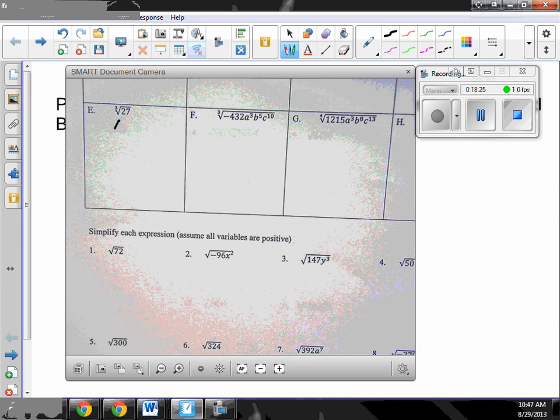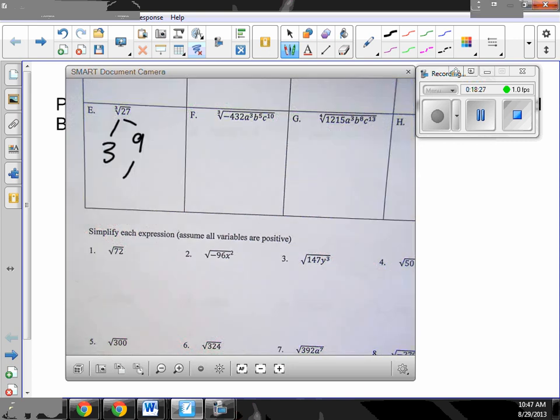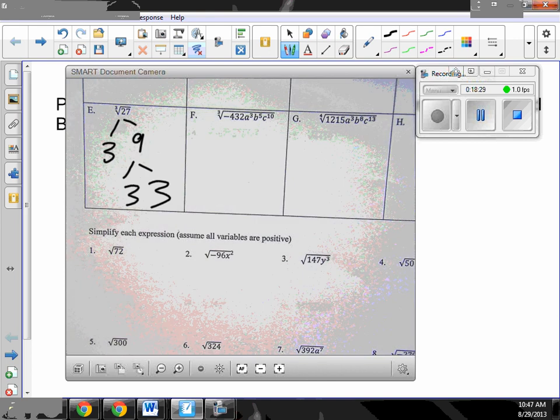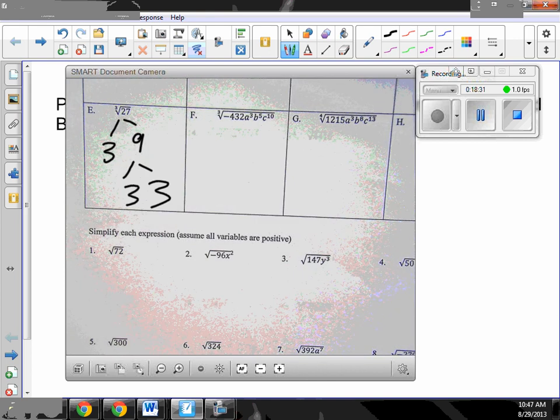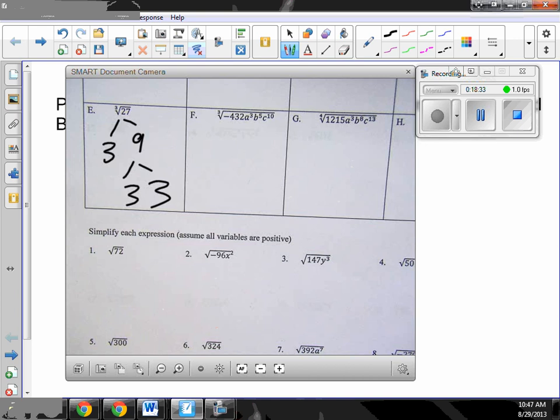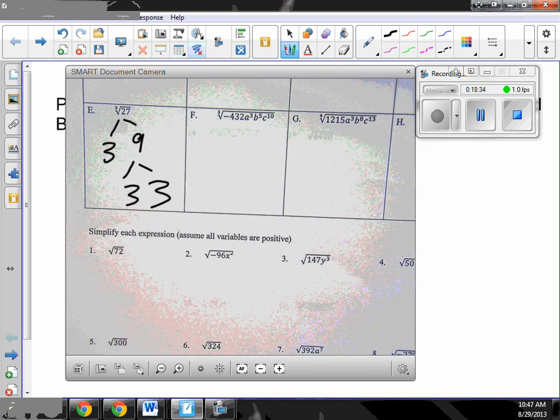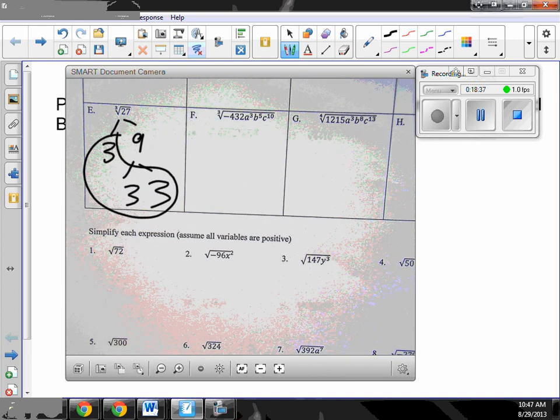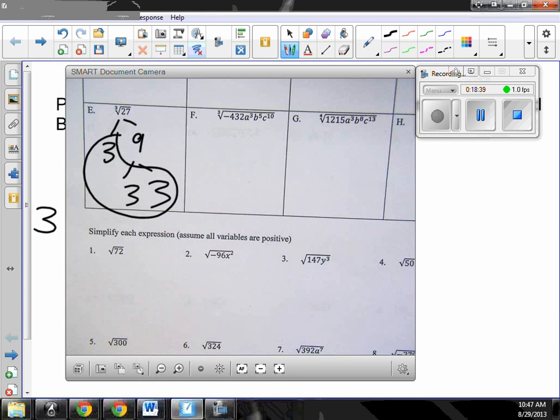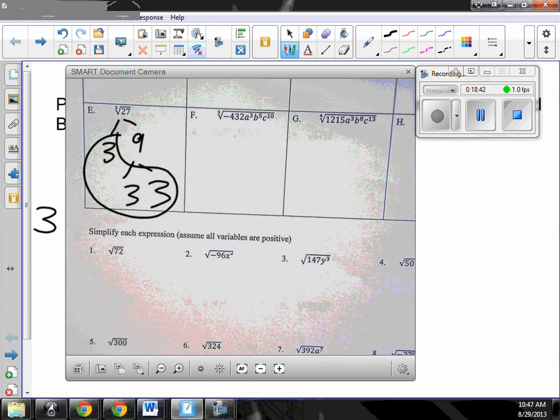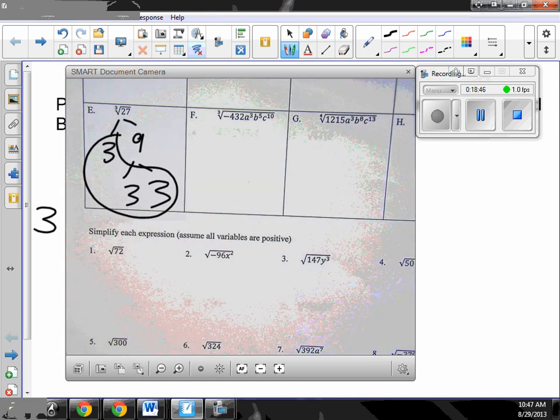So 3 and 9, 3 and 3. Do I have a triple? I have a triple set of 3s. So I bring out a 3. If you bring everything out, what stays on the inside? Nothing, and nothing as a number is, not in this case, a 1.